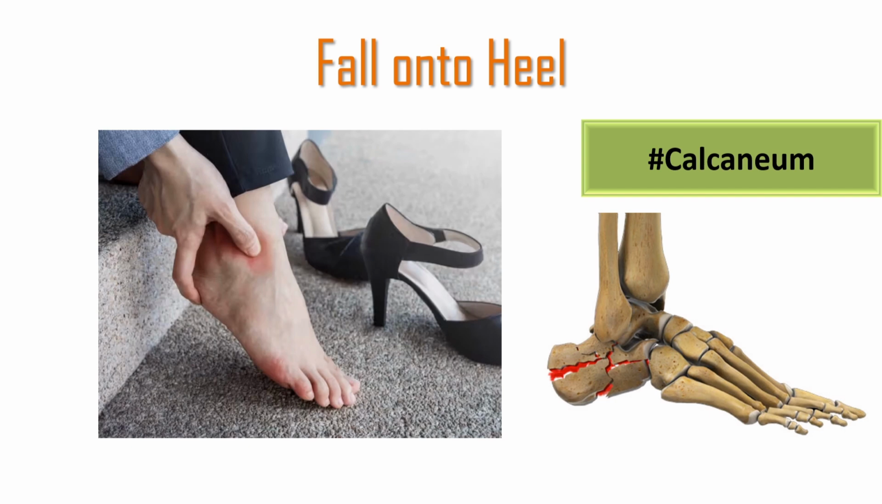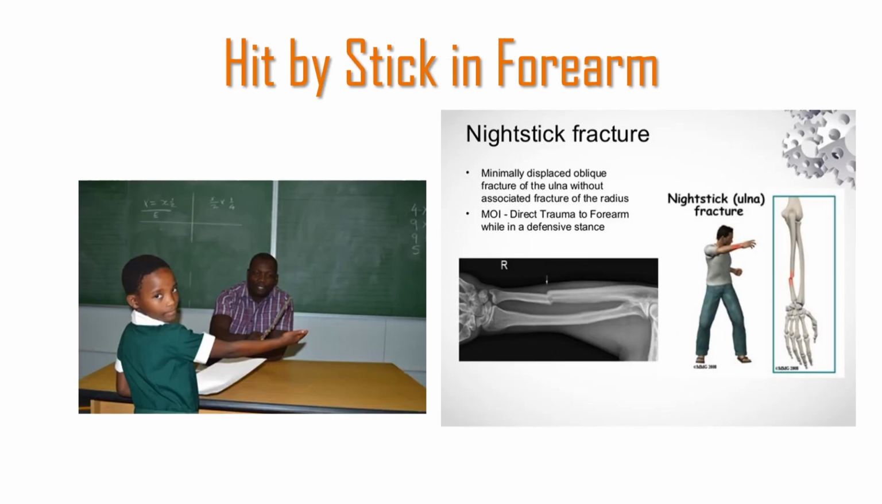Next, hit by stick in forearm. This is also known as nightstick fracture. And the possible injury is ulnar shaft fracture. Other than that, some other soft tissue damages and contusion occur. But the most common thing is fracture of the ulna.